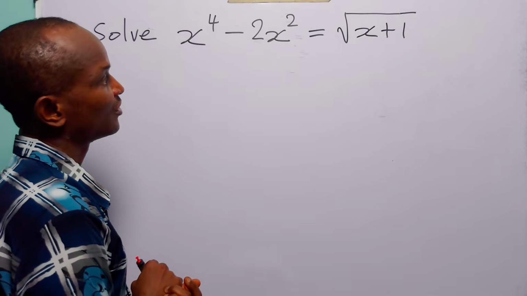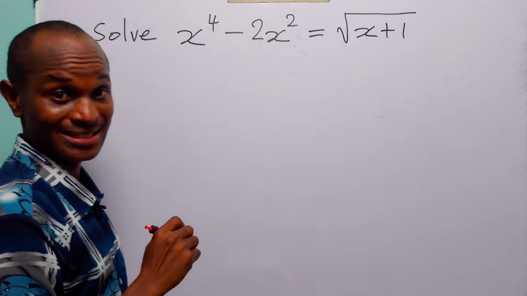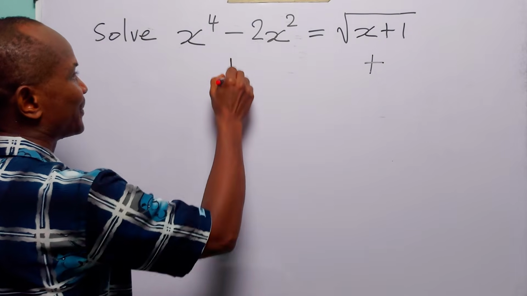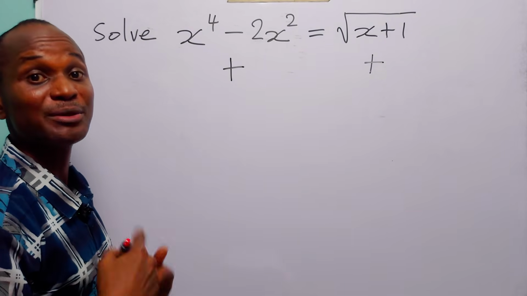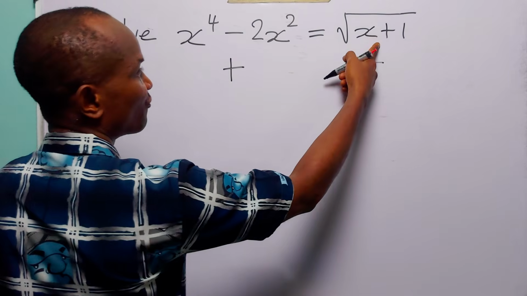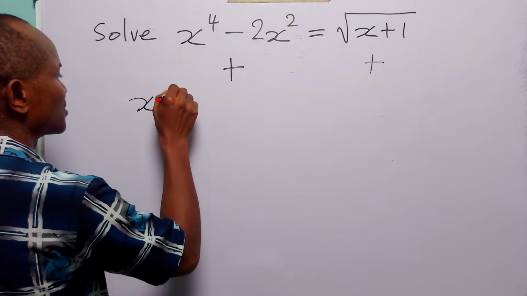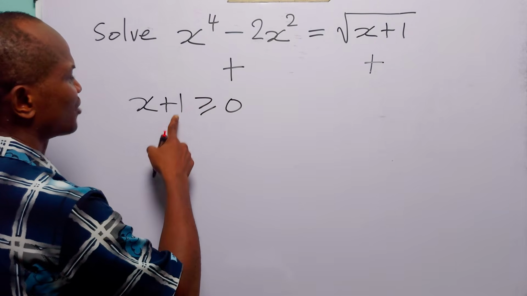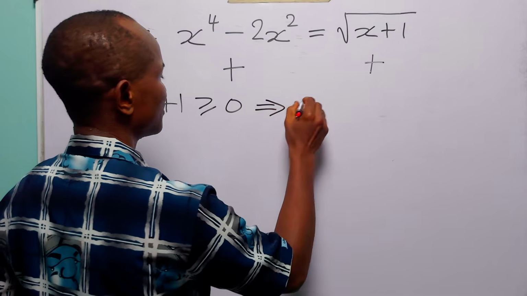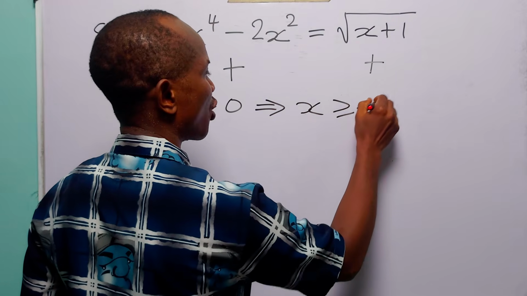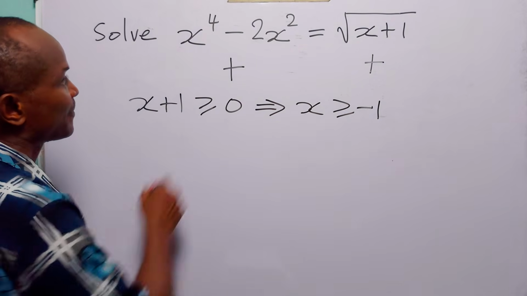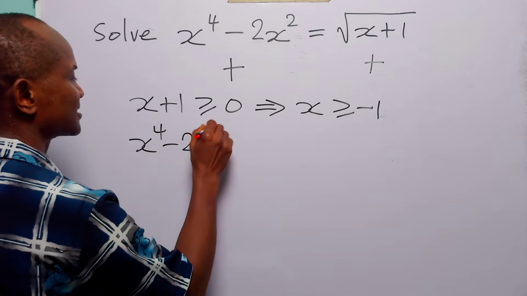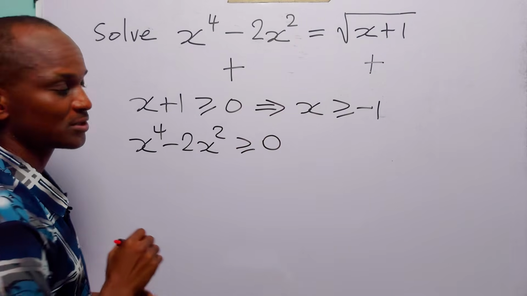Now, first of all, notice that since we have a square root on the right hand side, then it means that both the right hand side and the left hand side of this equation must be positive quantities. Now, from here, we have that x plus 1 must be greater than or equal to 0. Now, when we subtract 1 from both sides of this inequality, we have that x must be greater than or equal to -1. In this case, we have that x^4 - 2x^2 must be greater than or equal to 0.